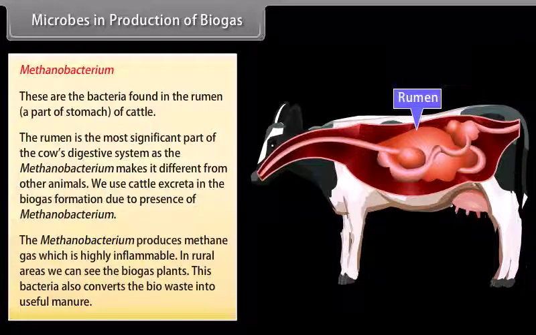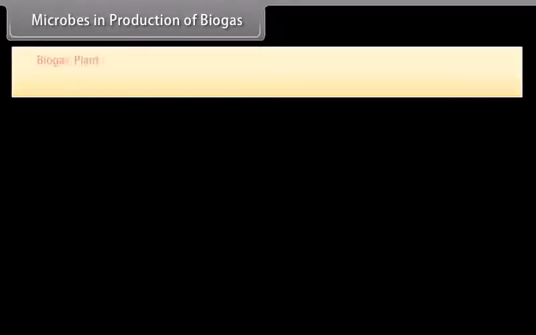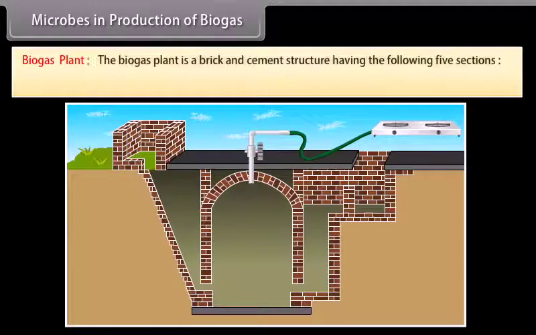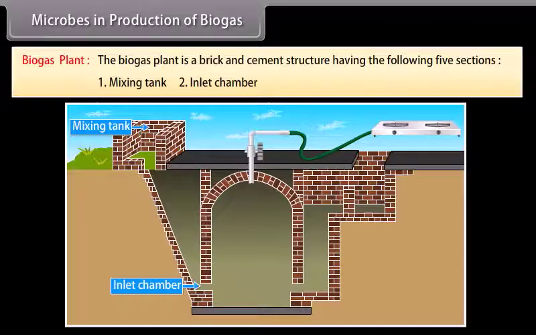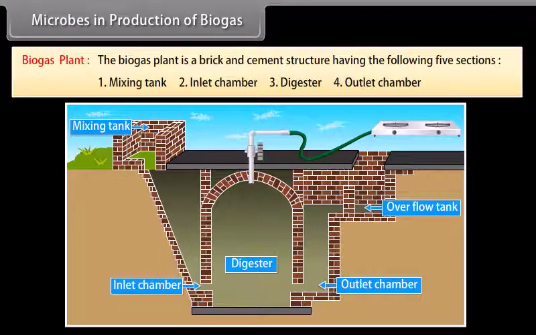In rural areas, we can see the biogas plants. This bacteria also converts the biowaste into useful manure. Biogas plant. The biogas plant is a brick and cement structure having the following 5 sections. Number 1, mixing tank. Number 2, inlet chamber. Number 3, digester. Number 4, outlet chamber. Number 5, overflow tank.